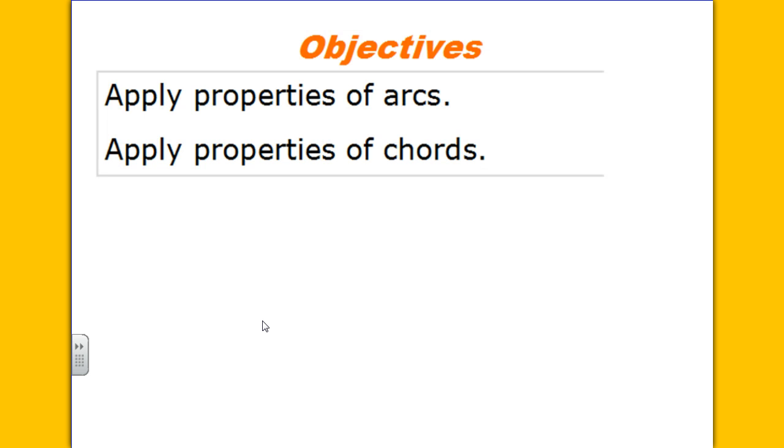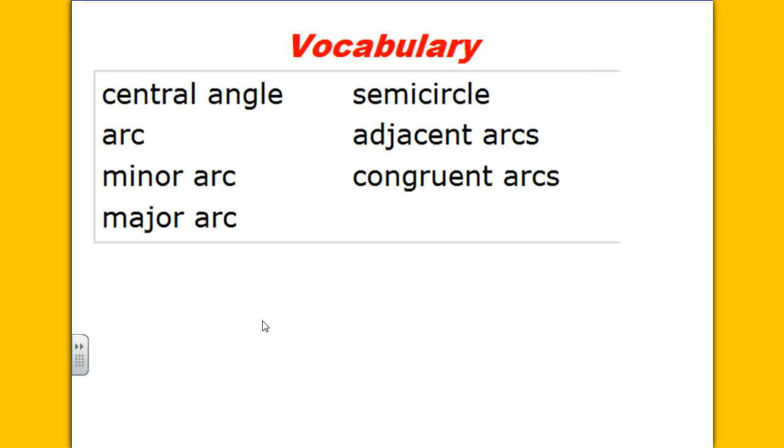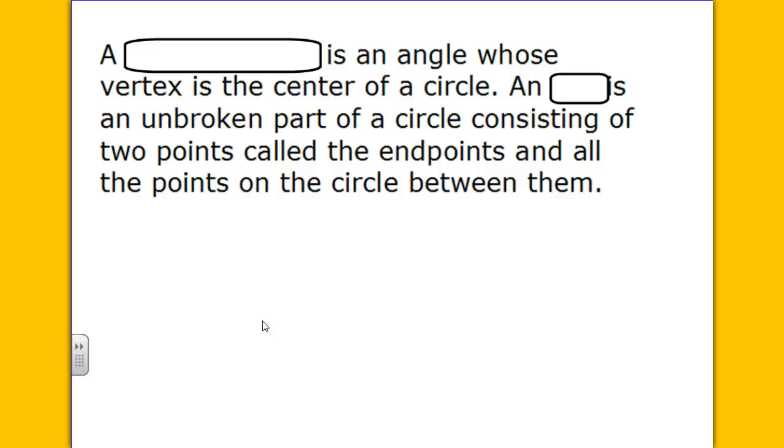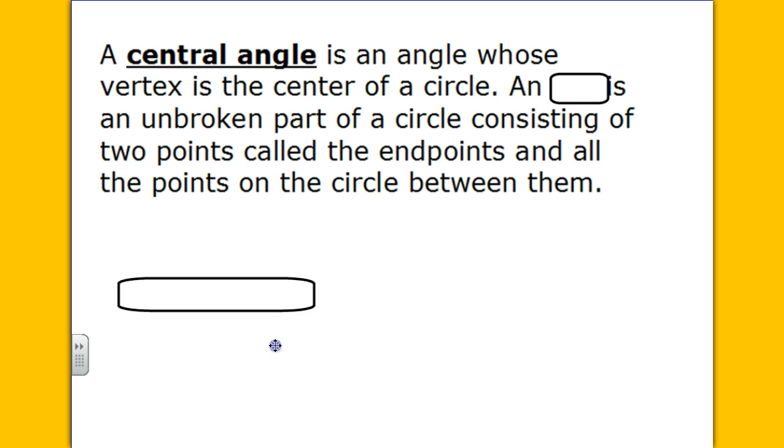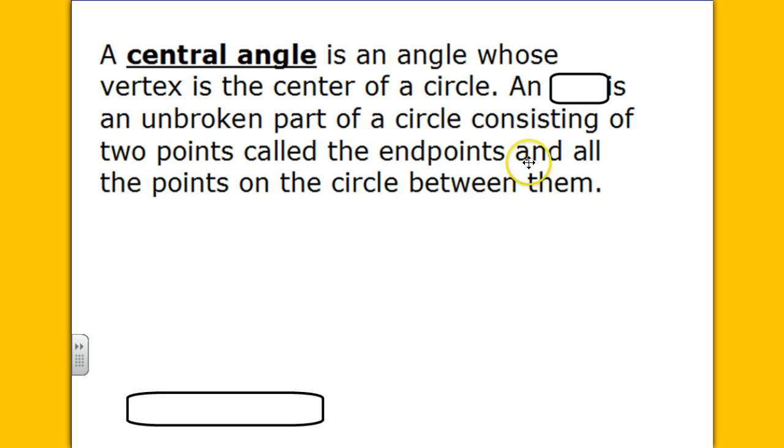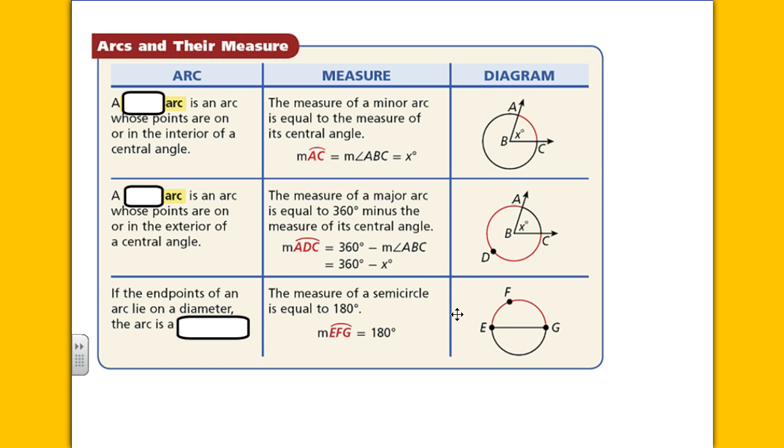Today we will apply properties of arcs and properties of chords. So we will use these terms: central angle, arc, minor arc, major arc, semicircle, adjacent arcs, congruent arcs. So what angle has a vertex at the center of a circle? Yes, a central angle. And what is an unbroken part of a circle consisting of 2 points called endpoints and all the points on the circle between them? An arc.